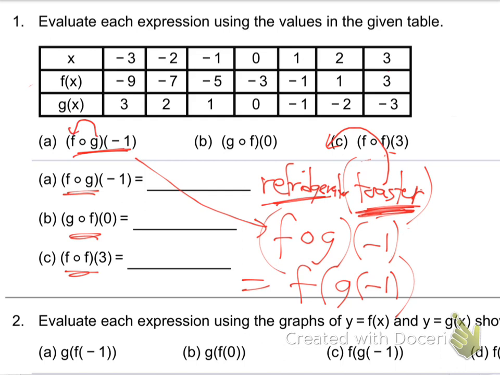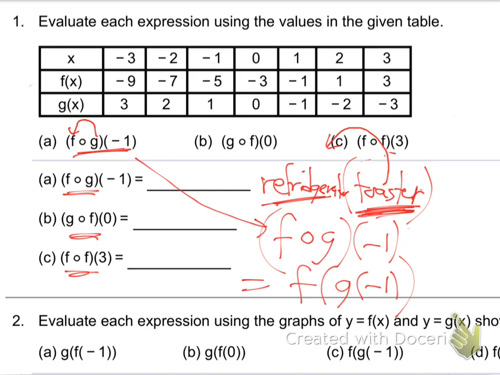Okay. That's always what they mean. That's what that little circle means. It's called composition. So it's like a musical composition, right? They take all the different instruments and put them together to make a beautiful piece of music. They compose them. So that's what we're doing. We're putting these two functions together.